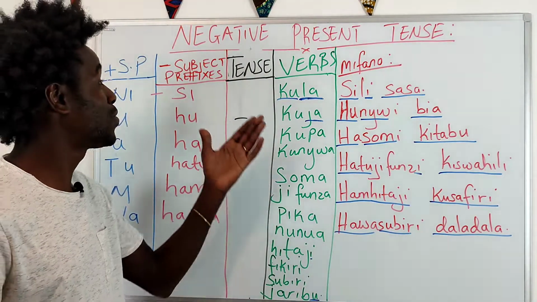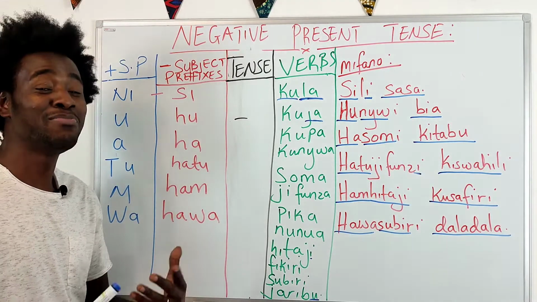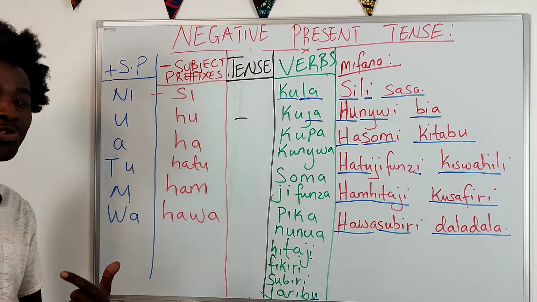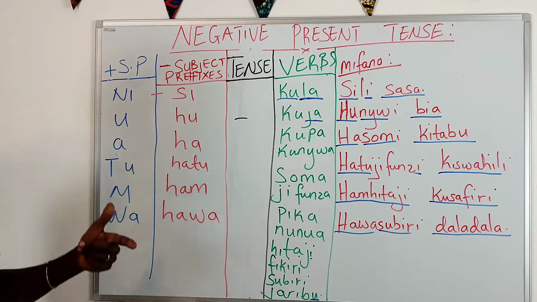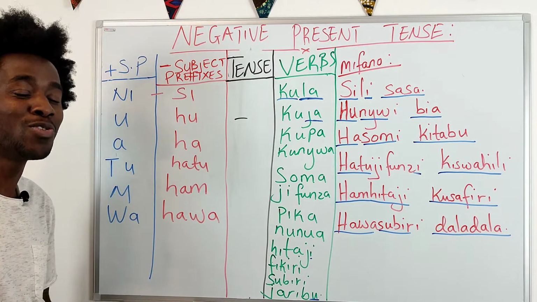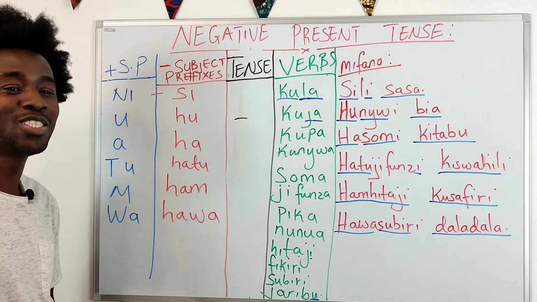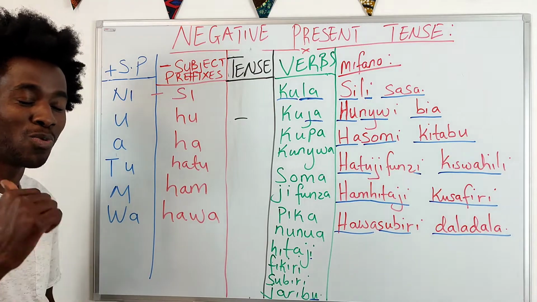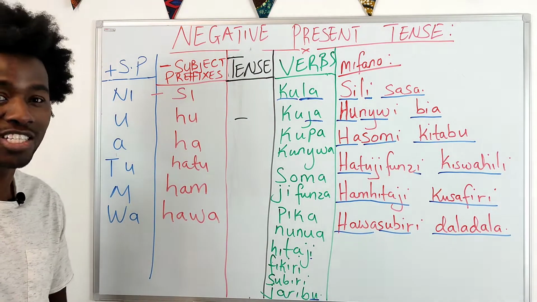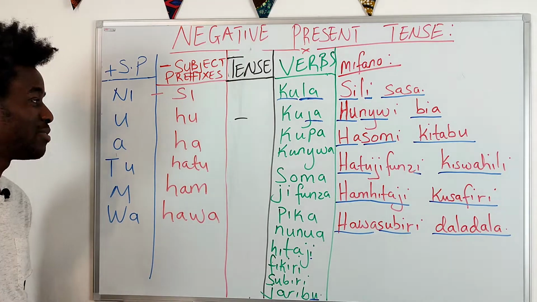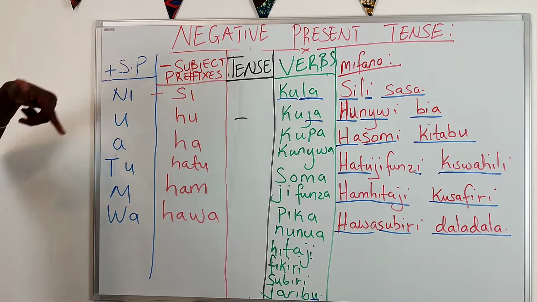Today we are going to have a look at how the negative present tense works. Before we proceed, I would like to introduce to you the positive subject prefixes in Swahili. If you haven't watched my video on how to construct a sentence in Swahili, please don't forget to watch my previous video, in which I explained how to construct a meaningful sentence in Swahili. Let us start with the positive subject prefixes in Swahili.